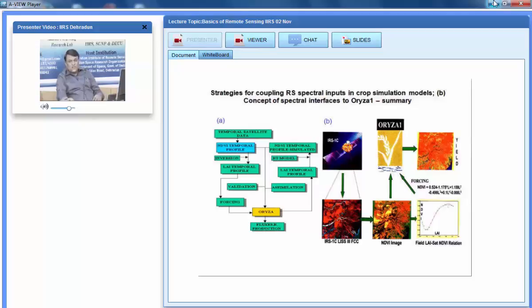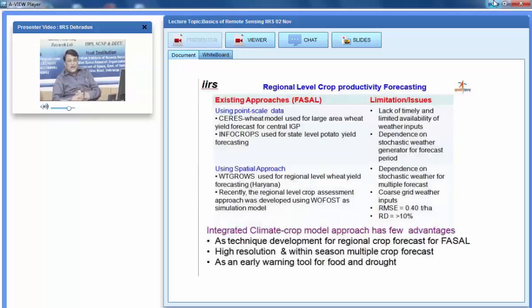So there is also another approach coming nowadays, that is climate crop modeling, which is useful for a crop yield forecasting early warning system. Here for point scale, CERES-Wheat and InfoCrop have been widely used by agriculture universities to estimate crop yield. But the limitation here is the lack of timely and limited availability of weather input. When you want to address an issue over a large region or scale, a nation, you need to have systematic weather input available in real time or in advance.